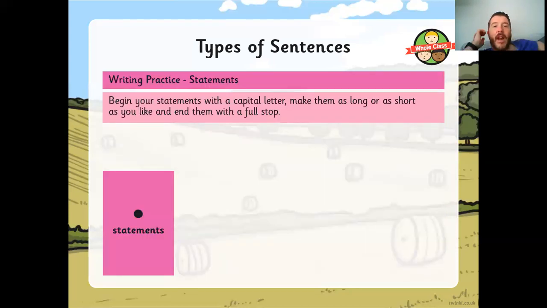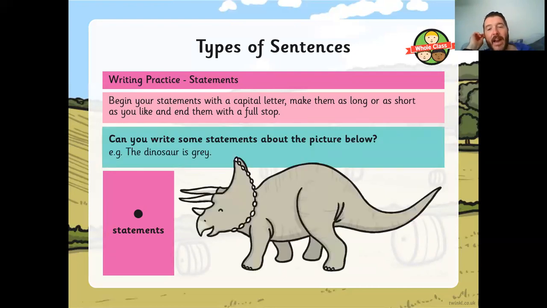Okay, so writing practice statements. We begin statements with a capital letter, make them as long or as short as you like, and end with a full stop. So can you write some statements about the picture below? So get a pencil and a piece of paper. You can write me a statement about this picture. For example, the dinosaur is grey. Pause the video, write as many sentences as you can about that picture.